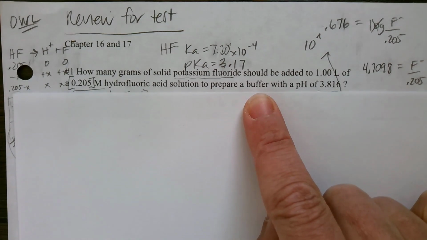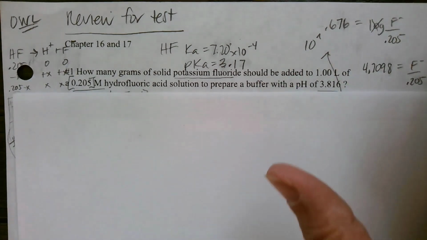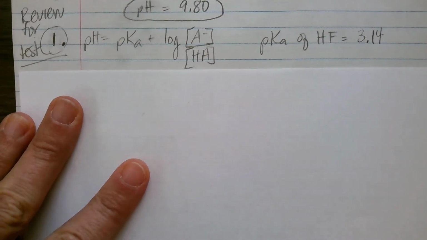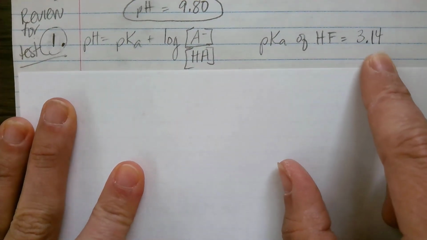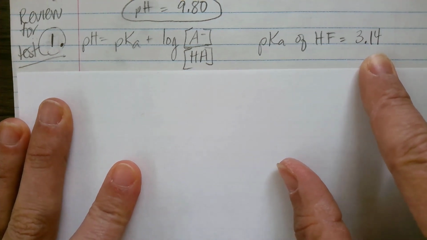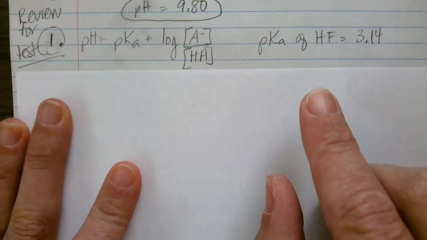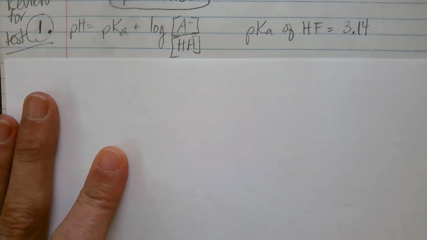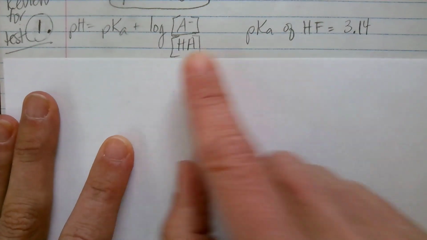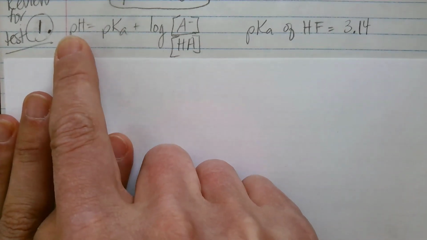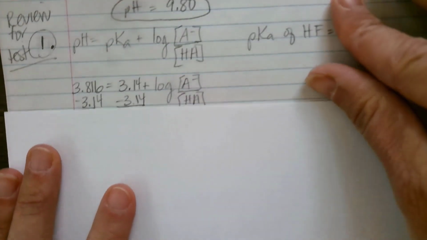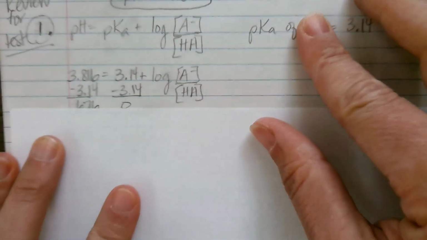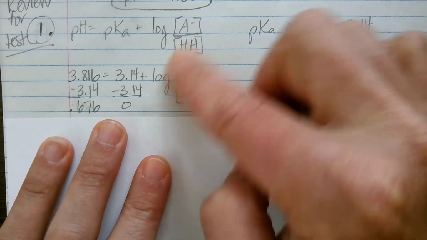So I see the word buffer. Buffer means we're using our Henderson-Hasselbalch equation. Now we are given the pKa of HF is 3.14. That's because we know the Ka for HF given to us in our appendix, but this just made it a little bit easier. So we look at our Henderson-Hasselbalch, we know our pKa, and we're told the pH we want it to be is 3.816. So I'm just going to plug in that 3.14 pKa and 3.816 and leave this be for a minute.